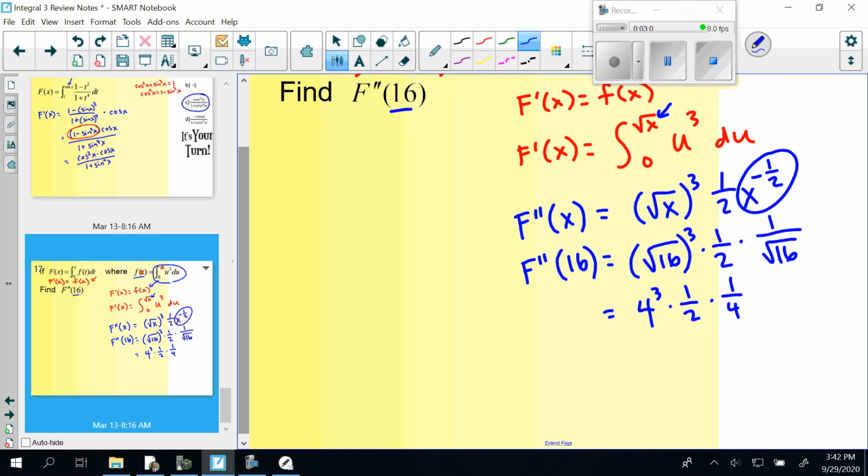Simplifying down further, if you can figure out what 4 times 4 times 4 is, 64, you can do that. Otherwise, there is a 4 down here too. So if you canceled one of these, this would just be 4 squared. So we got 16 times 1/2, or the answer would be 8. So that would be the evaluation of that one.